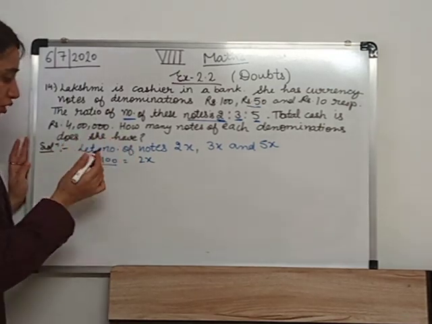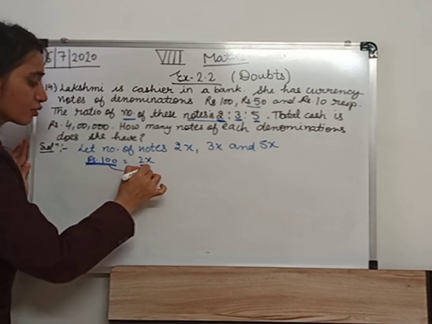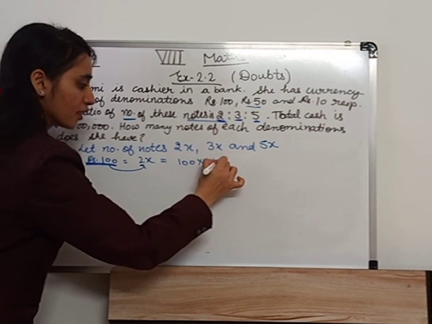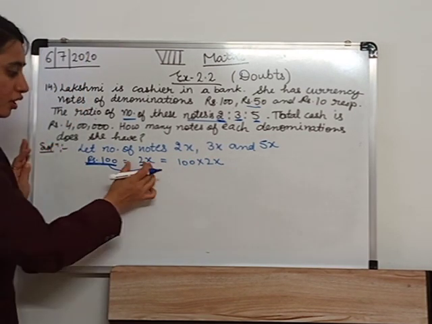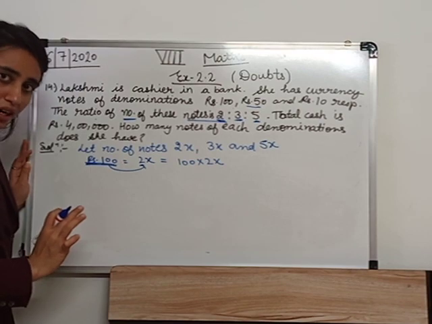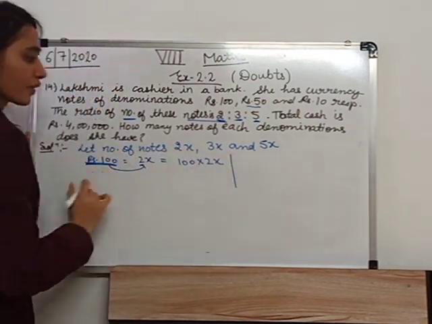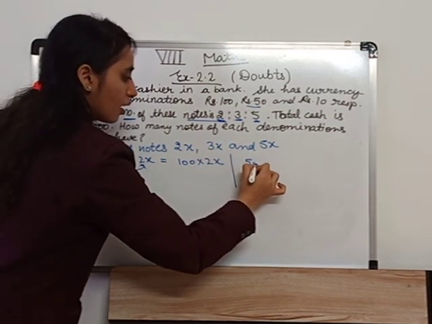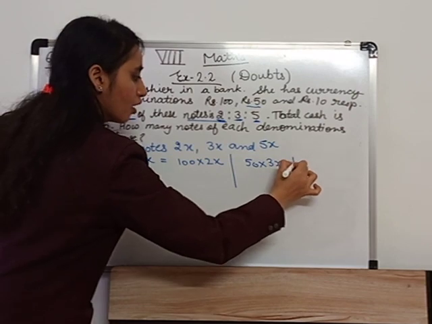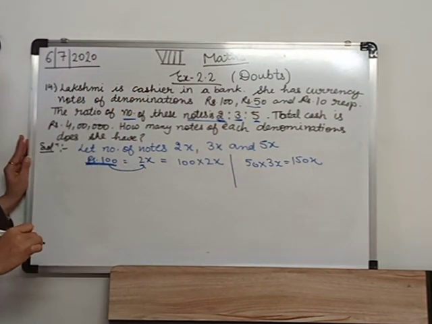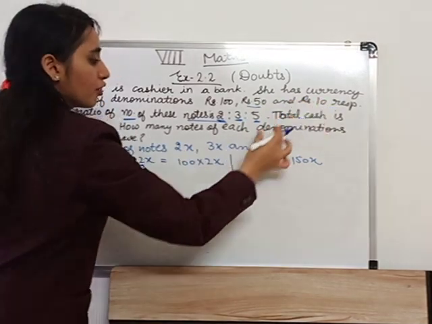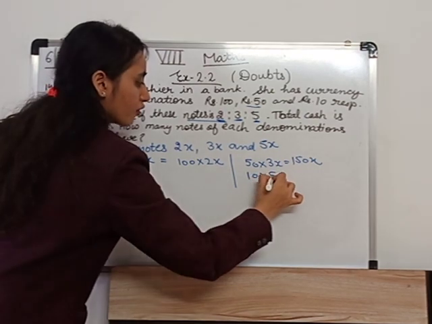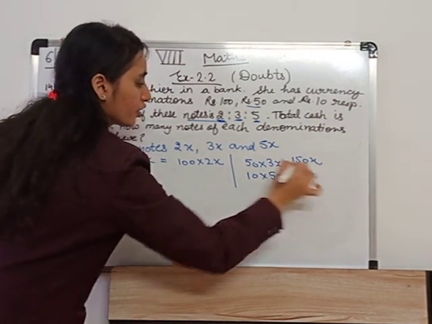Now make the total amount. For 100 rupee notes she has 2x, so the total amount becomes 100 into 2x, that is 200x. Understood? Like this way the 50 rupee note number is 3x, so the total amount for 50 rupee notes is 150x. And for 10 rupee notes she has 5x notes, so 10 multiplied by 5x is equal to 50x.